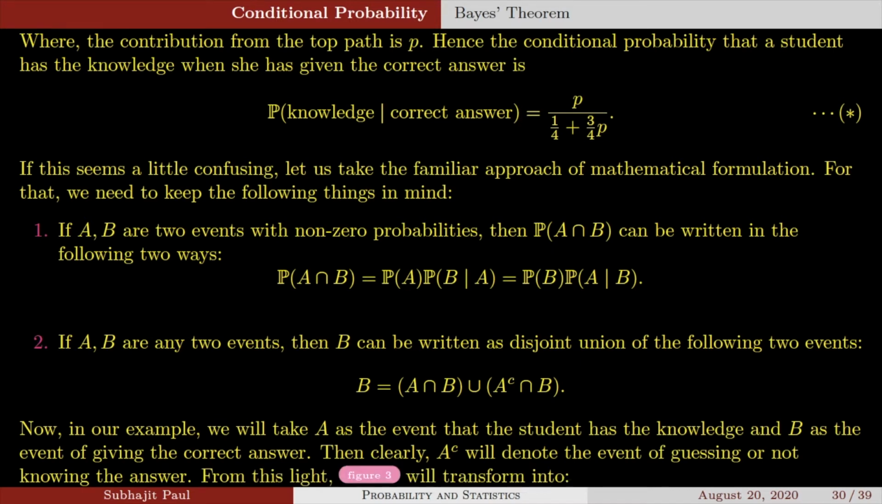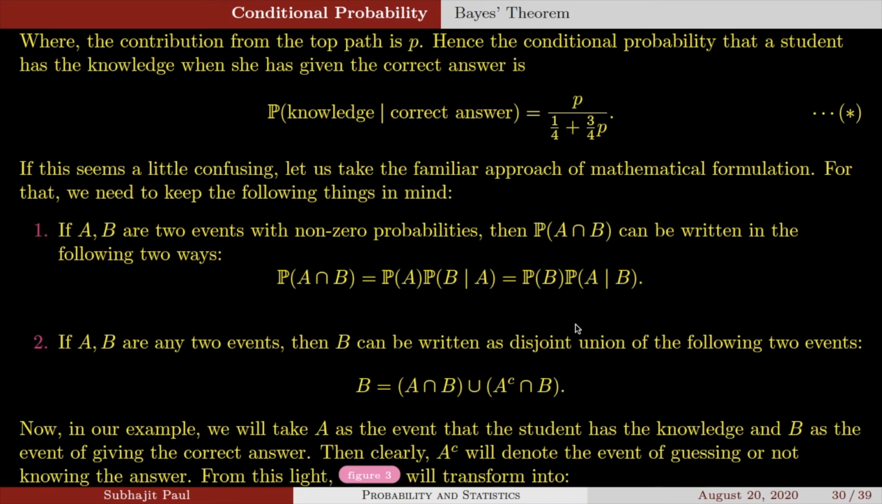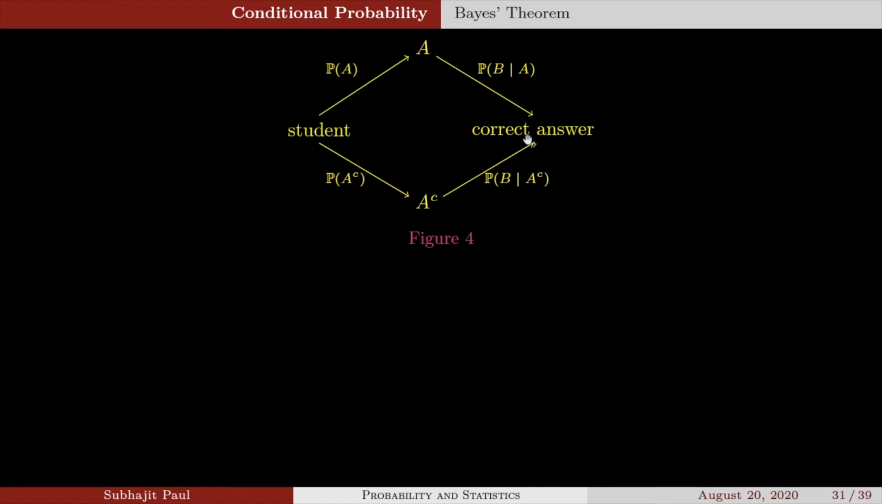From this slide, figure 3 will transform into this one. Student to correct answer: the knowing part is event A, the guessing part is A complement. So this is probability A over here, and this is B, giving the correct answer. This is probability B given A, getting the correct answer given the student knows, and this is probability B given A complement, getting the correct answer by not knowing, that is, by guessing.